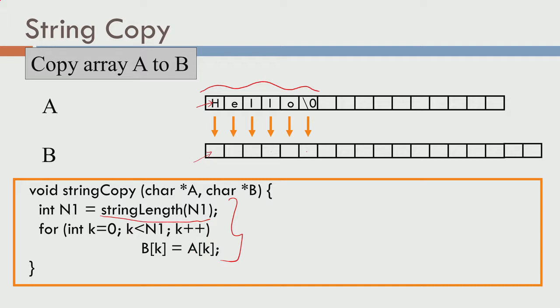So, it will go from 0, 1, 2, 3, 4, and you will keep copying contents of location A to B. At the end of this, you actually have to make B of k equals \0, or you could change this condition to equal to. This one only copies all the valid characters. We still need to do the last one, so we need to write B of k equals \0. This is one way to do it, or you change this condition to equal to. Either one of them will take care of copying the string including \0.